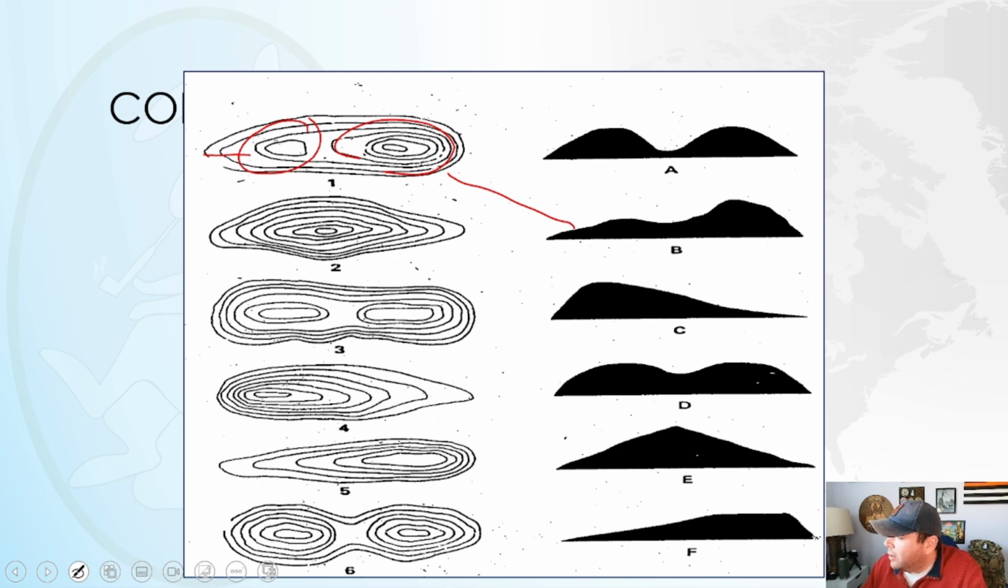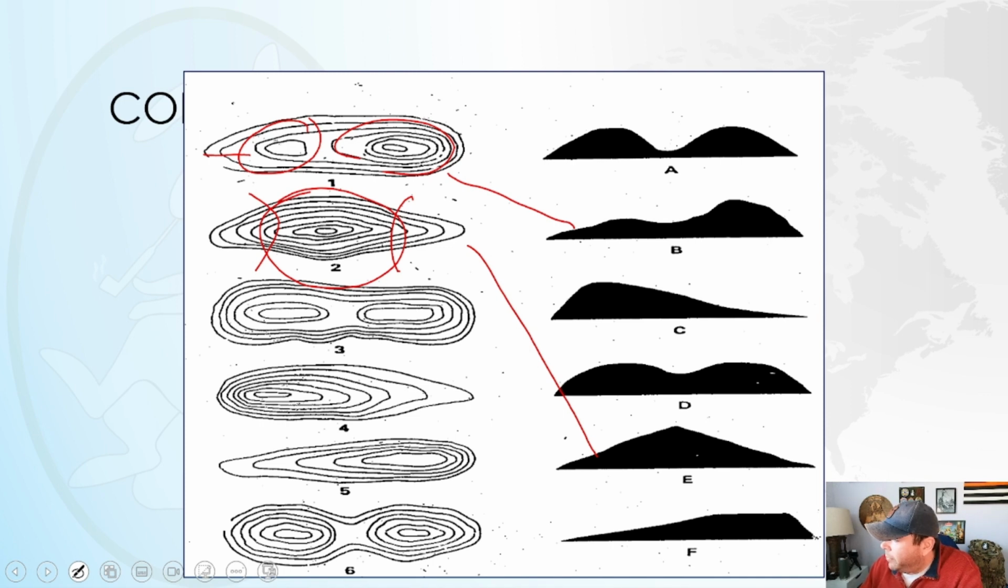For number 2, it's fairly steep all the way around, but it's a little bit elongated over here on the edges. But in here in the middle, it's really starting to peak up. It's really starting to pitch. To me, this one looks like E here.